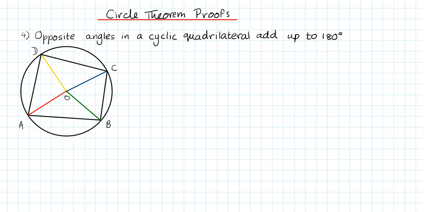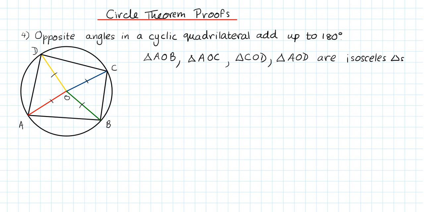If we look at this diagram carefully, what we notice is, since all the radii are equal, triangle AOB is an isosceles triangle, so is triangle BOC, so is triangle COD, and so is triangle AOD, since they have two pairs of equal sides. So we can start off by saying triangles AOB, BOC, COD, and AOD are isosceles, as two of each of their sides are radii.